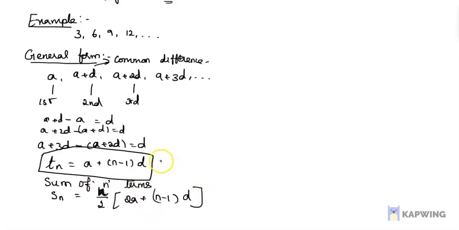And this is the formula for the nth term of a sequence or series. So Tn is equal to a plus (n minus 1) into d is the nth term. And the sum of n terms of an arithmetic progression we can write as Sn is equal to n by 2 times (2a plus (n minus 1) into d).